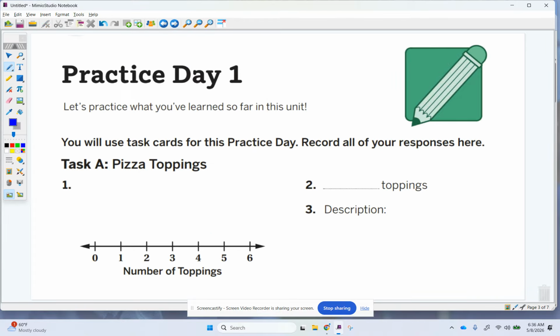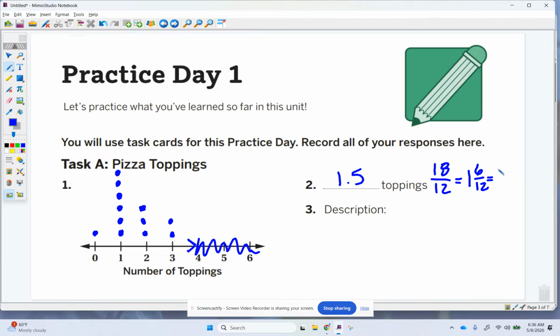Now, here in the workbook, they give you a 4, 5, and 6, and we didn't need those. Again, there was one dot at 0, there was 6 dots at 1, 3 dots at 2, and 2 dots at 3. I didn't need the whole rest of that number line. I could have put an arrow right there. Boom, done. And they did label it number of toppings. The mean was again 1.5. It was 18 divided by 12, which is 1 and 6/12, which is 1.5. And then however you want to describe that shape, a mountain that peaks at 1, something like that.